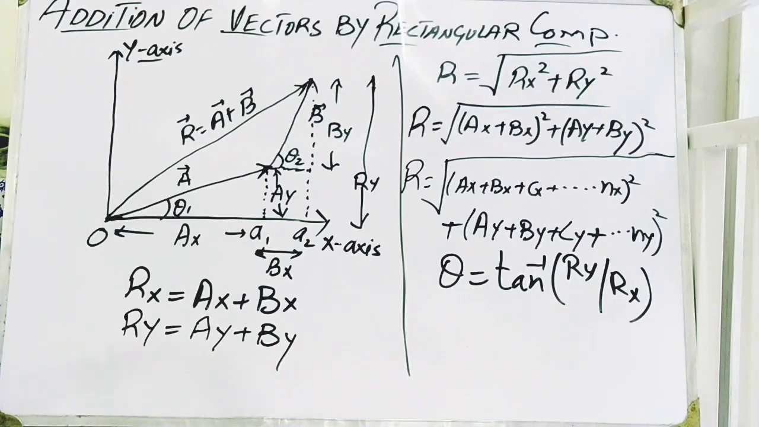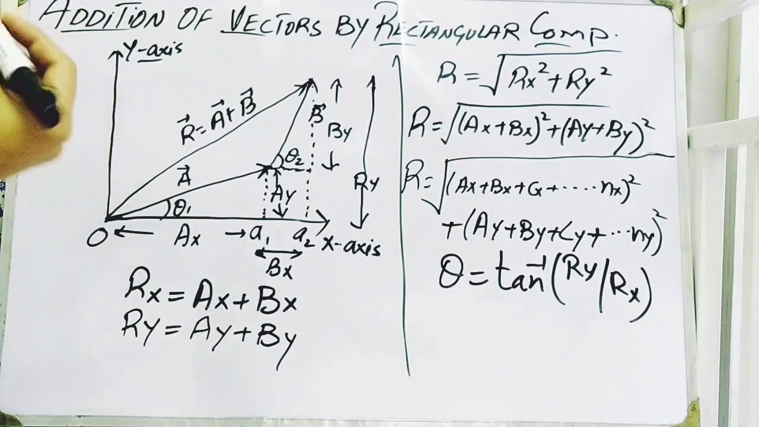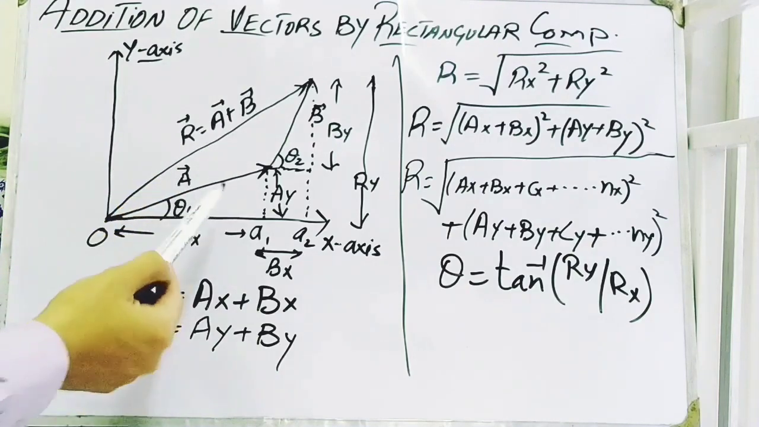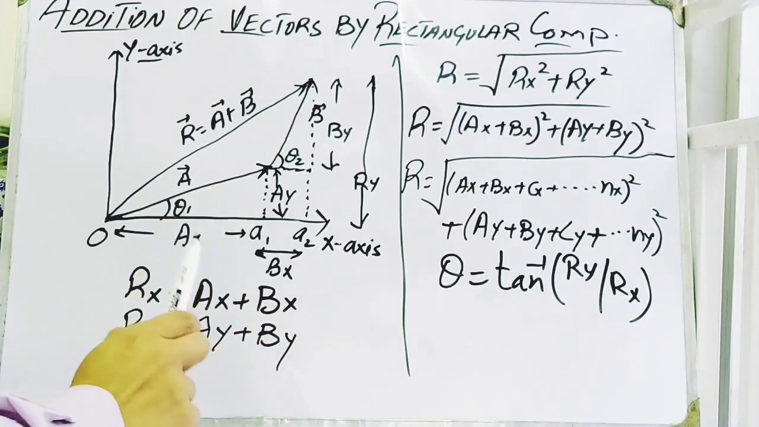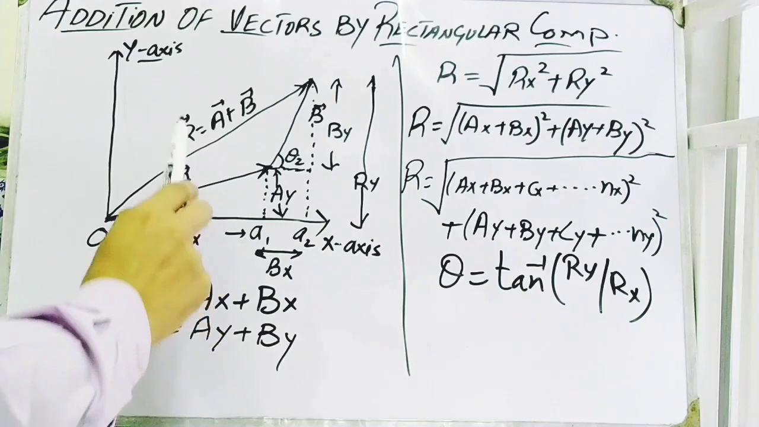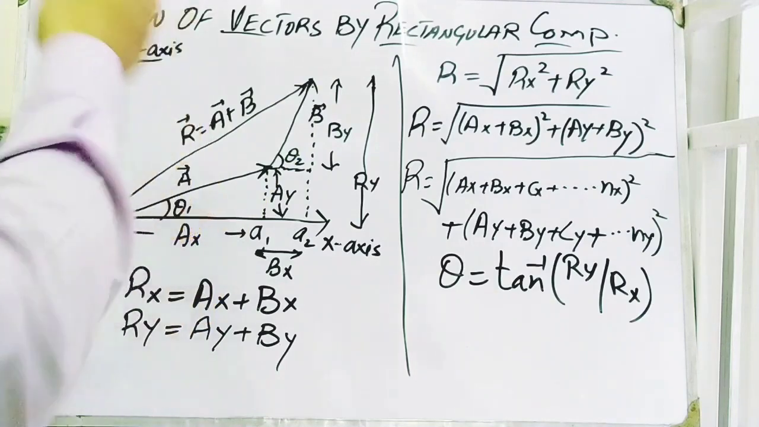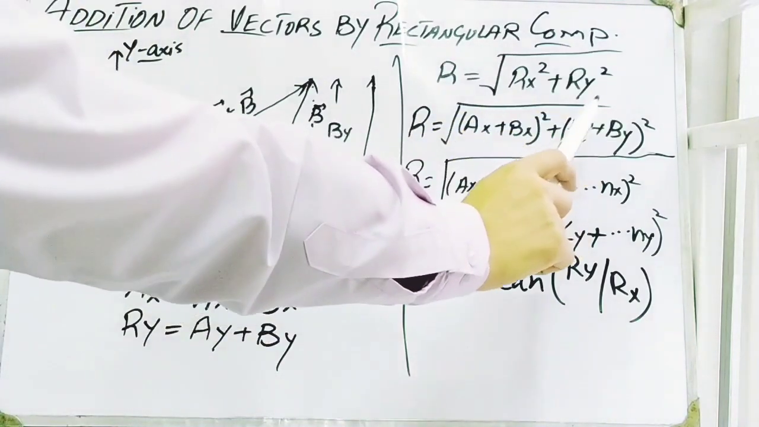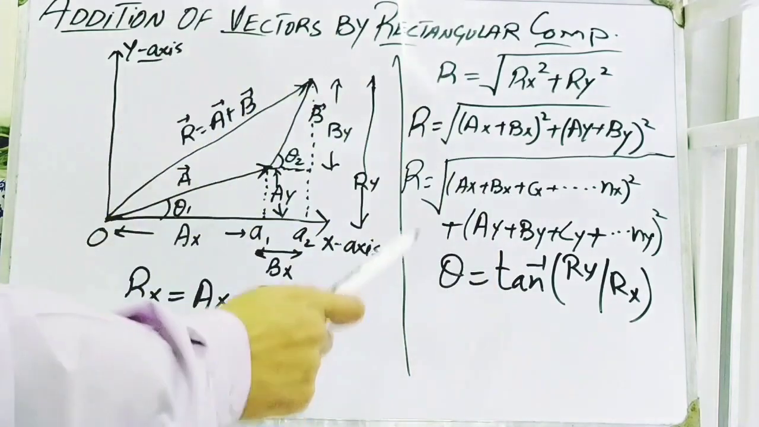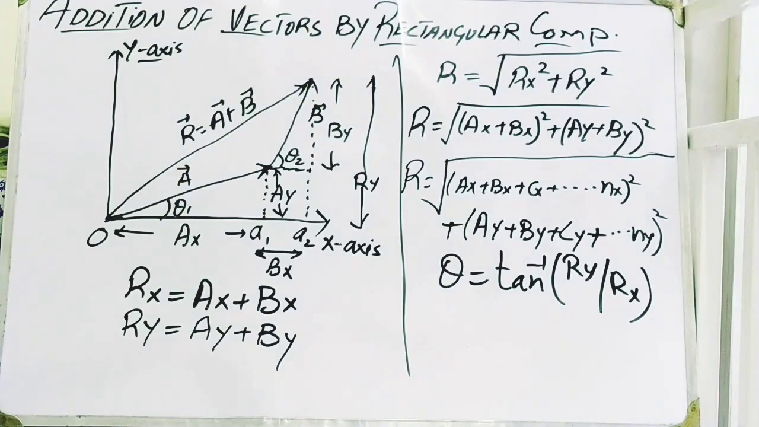So the steps for this method can be revised in this scenario: we have to draw the individual vectors being summed, and find the x and y components of each. Rx and Ry are called the rectangular components of the resultant vector. Then find the magnitude of the resultant vector by using this formula, and at last find the direction of the resultant vector, which is called theta, and theta can be determined by the quadrant rule.